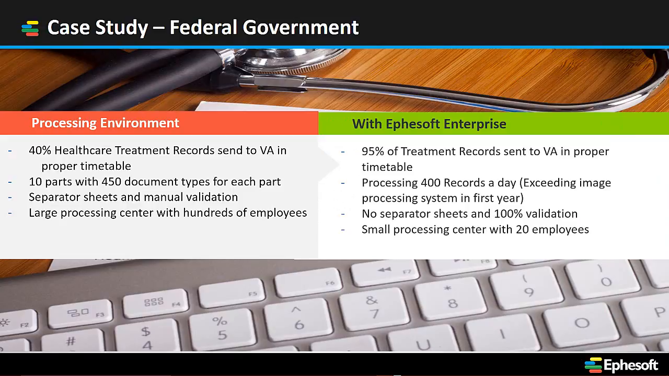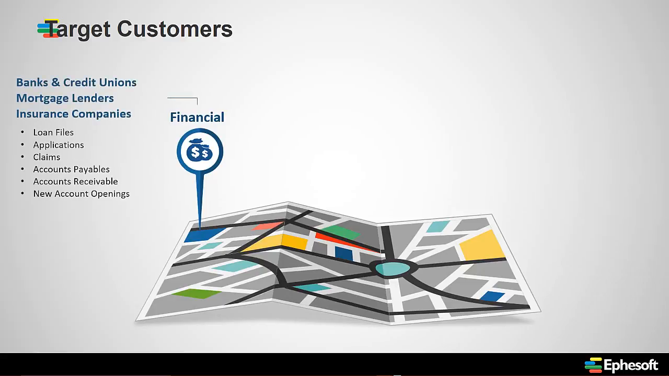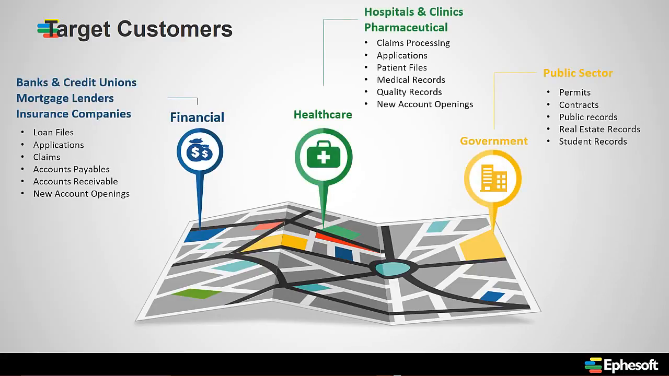They're processing over 400 records per day, exceeding the image processing time the first year. They don't use separator sheets, and they get 100% validation of the documents. And they've now reduced that department to a much smaller processing center with only 20 employees. These are just a few examples of the Ephesoft Smart Capture success stories.